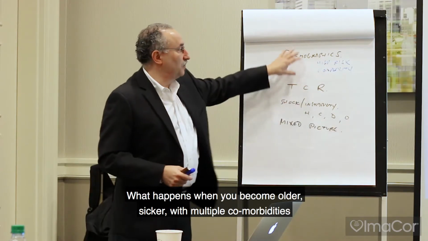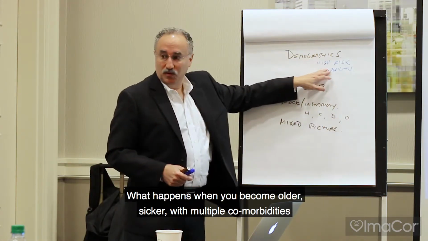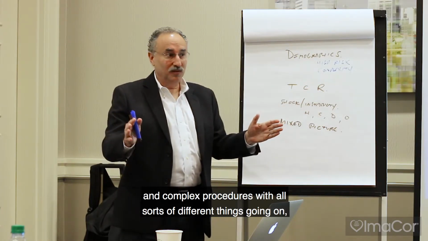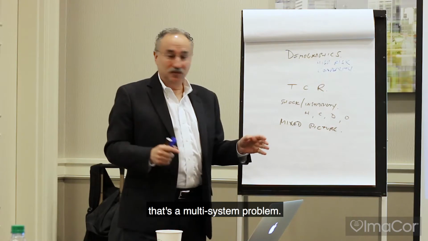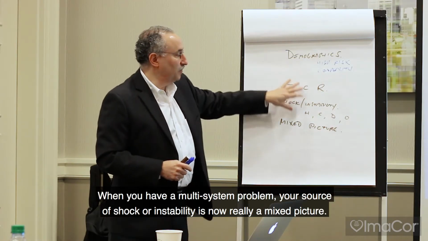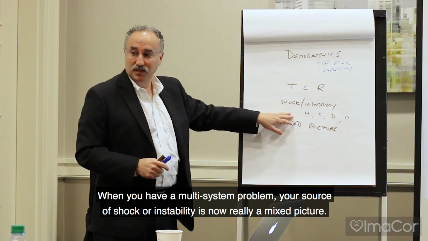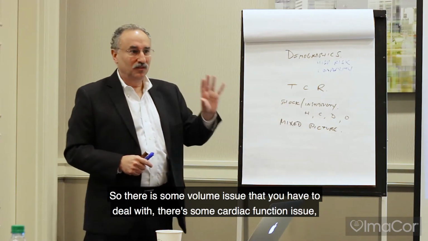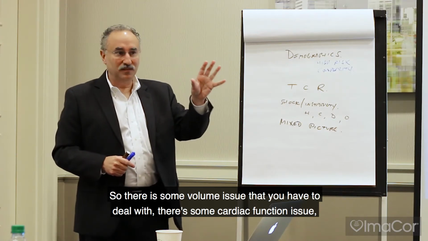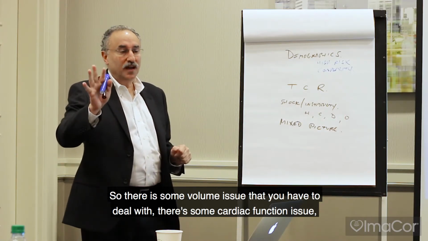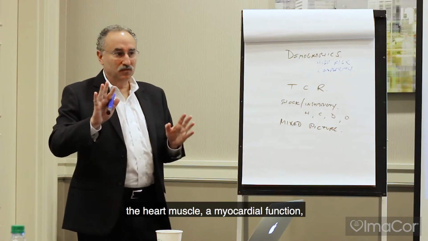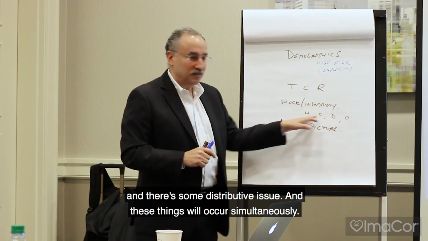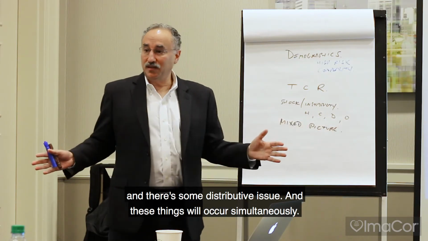What happens when you become older, sicker, with multiple comorbidities and complex procedures, with all sorts of different things going on? That's a multi-system problem, okay? And when you have a multi-system problem, your source of shock or instability is now really a mixed picture. So there is some volume issue that you have to deal with. There's some cardiac function issue, which is the heart muscle or myocardial function, and there's some distributive issue, and these things will occur simultaneously.